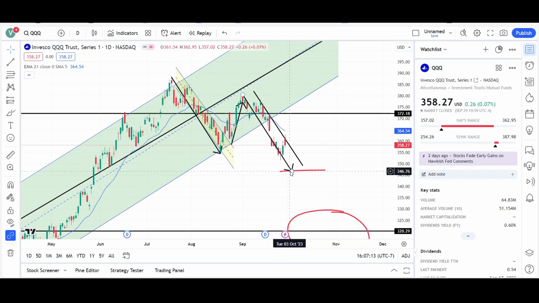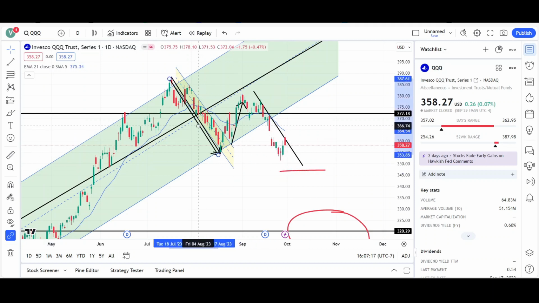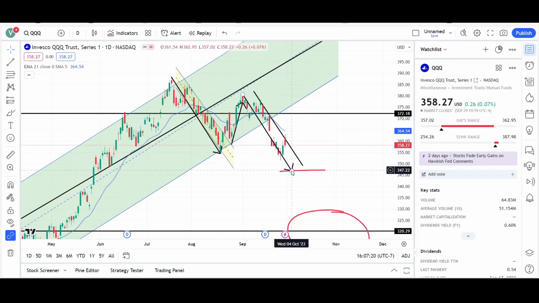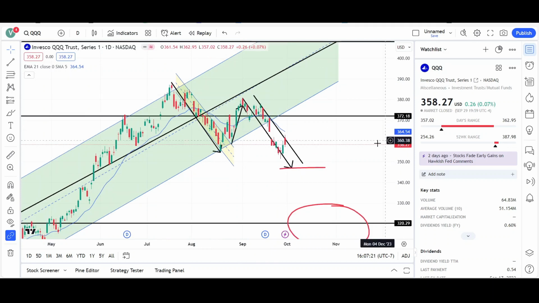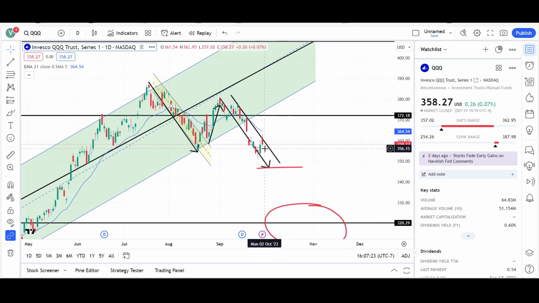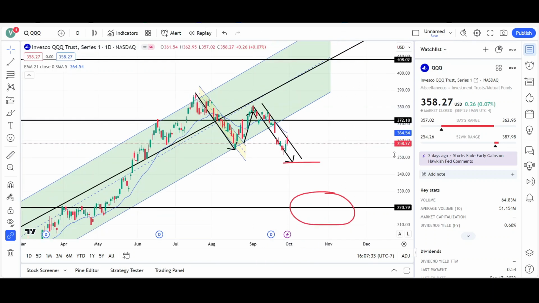So the QQQ measure move target is at the 346 level, and you can see this is one leg down right over here. This is the second leg down. 346 is the target. It hasn't been met yet, so again, the bears are still trying to reach it, especially because they're still below the EMA, and there's this possible trend line like I drew right over here in play too.